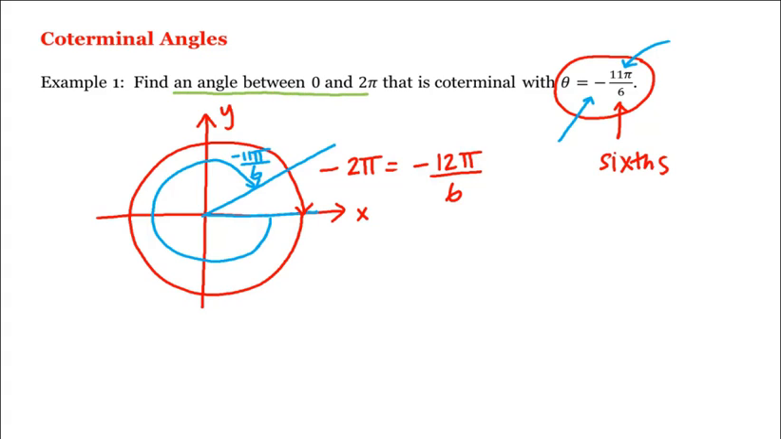Therefore, the angle that we're looking for between 0 and 2 pi that has the same initial and terminal side as theta is this angle here, pi divided by 6, which would be our answer. Another way to think about it is if we add or subtract 2 pi radians from theta, then we're going to land on an angle that has the same terminal side, and hence will be coterminal with theta. Specifically, pi divided by 6, which is our answer, is equal to theta, or negative 11 pi over 6, plus 2 pi.